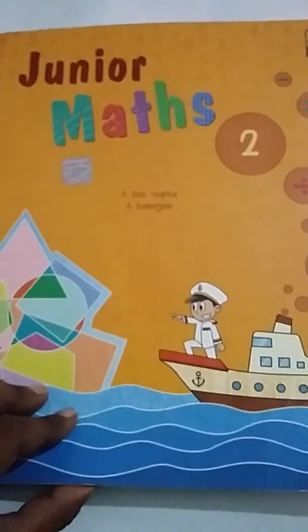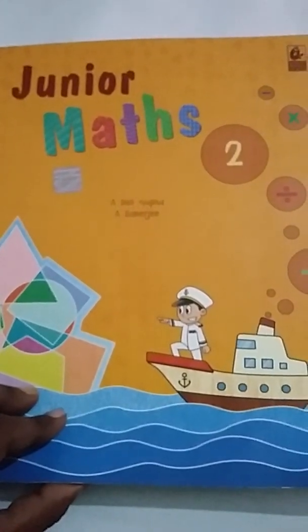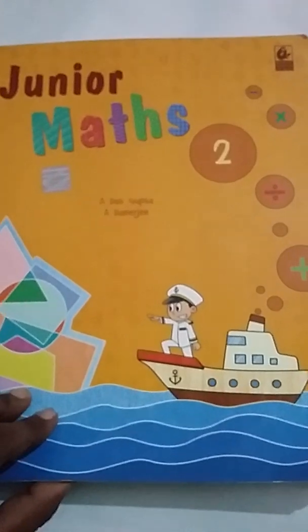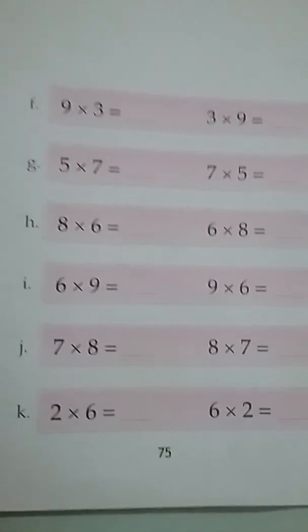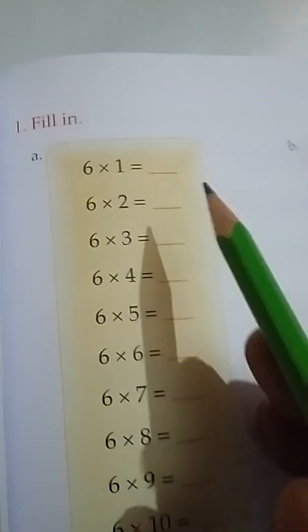Hello students, now it's time to learn mathematics of class 2nd. Take out your textbooks and open page number 75, sorry, not 35, it is 75. And now we have to complete the multiplication tables here.